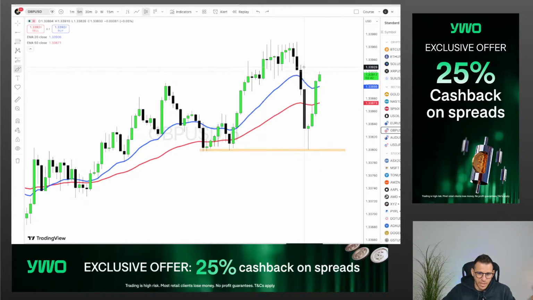Because the sellers started this move to the downside. Now, if the price keeps going and makes a higher high and so on, it's okay. Because let's be real.